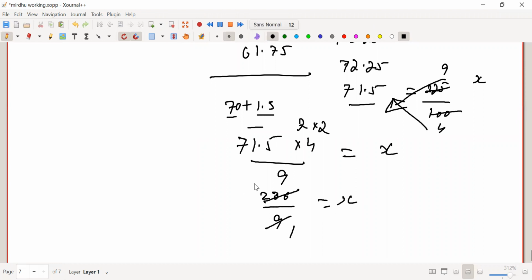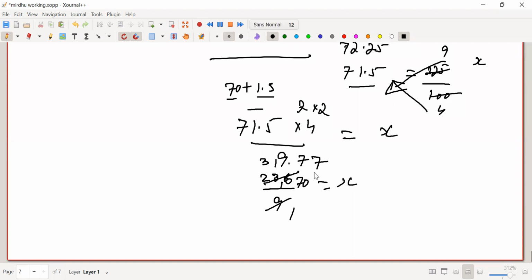1 time, 3 times. Remainder 1. 16, only 1 time. Remainder 7. 70, 7 times, 63. Again 7. So this elbow would be 19.77 centimeters.